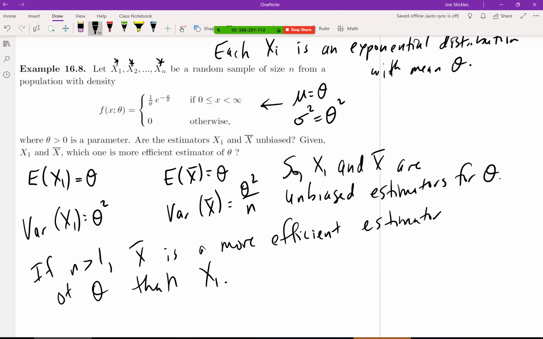I'm a little confused, because in the last one we said x bar is more efficient. Yep, that's what we're saying here too. It's the same idea: the variance of x bar here is less than the variance of x1, and that's what makes it more efficient. Oh my god, I'm such an idiot. No, it's all right. I'd rather you ask than not. I'd rather it make sense.